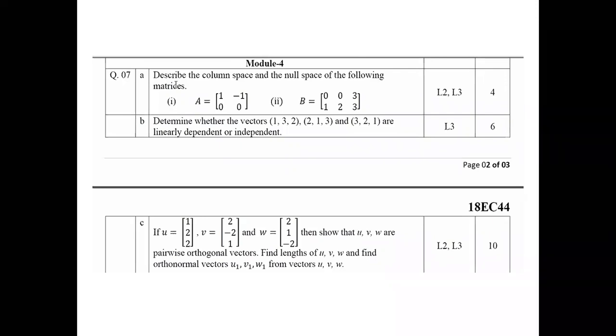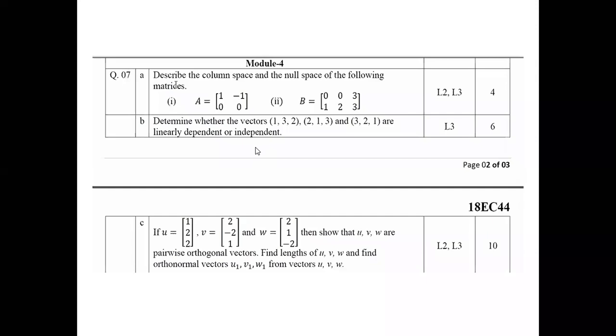The first part is to describe or find the column space and the null space for the following matrices. The B part is to determine if the vectors which are given are linearly dependent or not dependent. And part C is, for the given vectors U, V, and W, are they pairwise orthogonal or not, and we need to find their lengths as well.